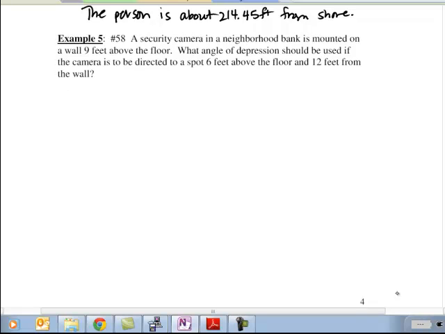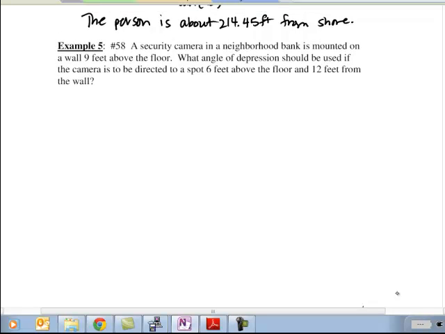Okay, another word problem. Security camera in a bank is mounted on a wall 9 feet above the floor. And this one is talking about an angle of depression. So let's talk about that phrase also. That's also measured from, it's measured downward from the line of sight.